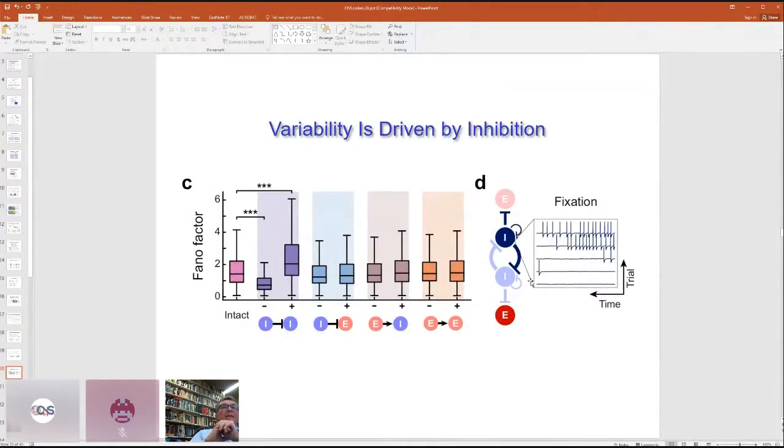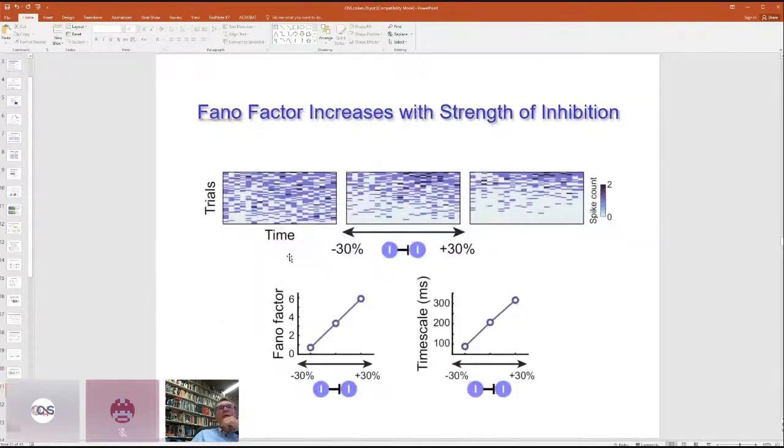And so finally, you can do a lot of things. You can, for example, scramble the connections. This is now showing that if you increase the strength of the connectivity, the Fano factor increases in our recurrent network. Again, showing that it's the strength of the inhibition that seems to be controlling things between the subgroups. And here, again, varying between minus 30 and 30 and showing this strong relationship. So this is another measure, Fano factor.